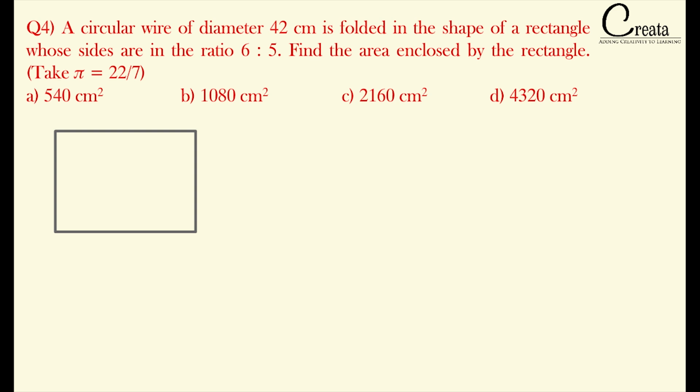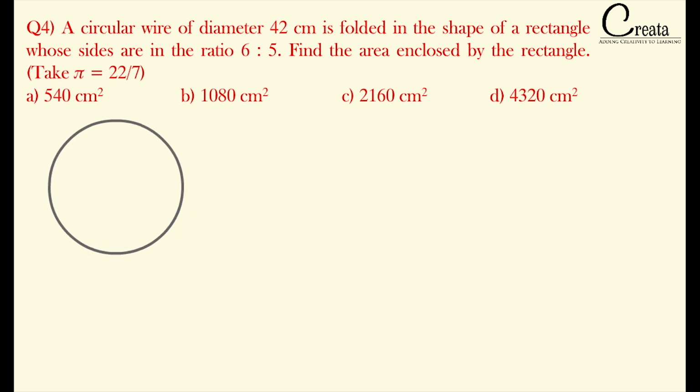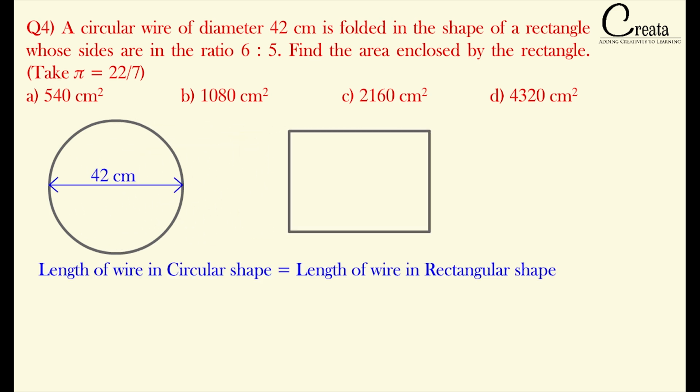So the approach to this question, or the hint to this question, is that the length of the wire in the circular form will be equal to the length of the wire in the rectangular form. Because the same wire in the circular form has been folded to the rectangular form, the length of the wire will remain the same. Here length of the wire means the circumference of the circle, that is the boundary of the circle, will be equal to the perimeter of the rectangle. Both of these figures will have the same perimeter. And the perimeter of the circle is the circumference, that is the boundary of the circle. So we got that the circumference of the circle is equal to the perimeter of the rectangle.